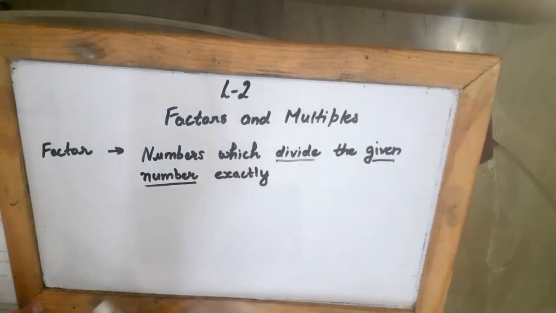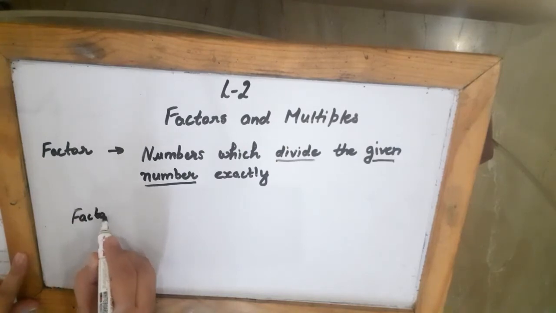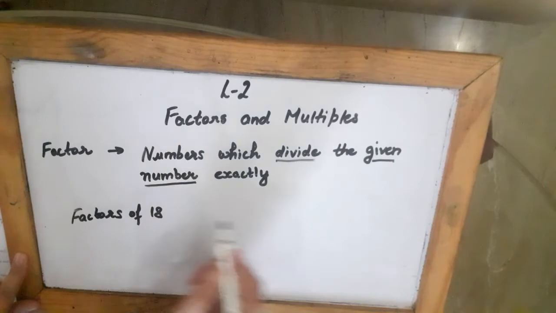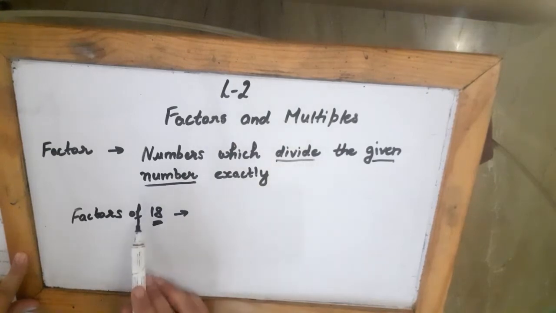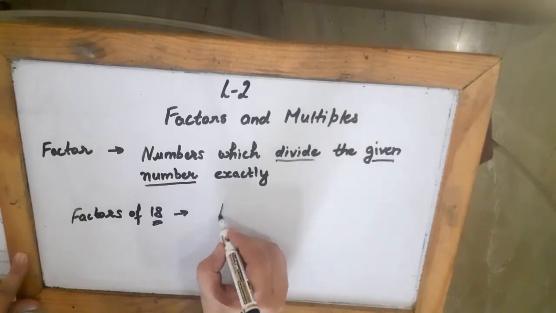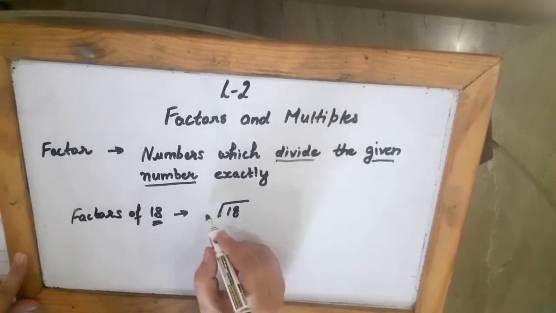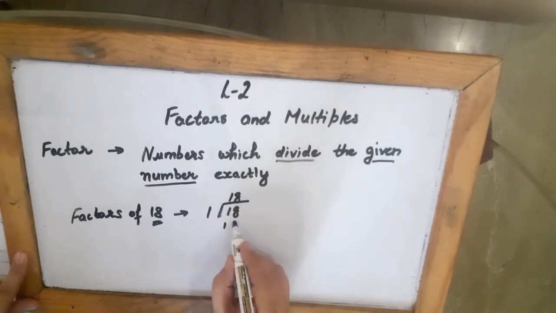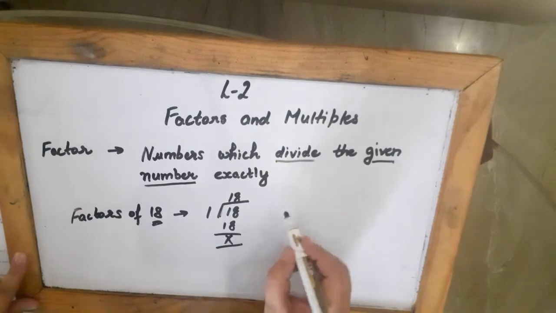Now let me explain this by taking an example. Suppose I want the factors of 18. So what is the given number here? The given number is 18. So all the numbers which divide this 18 exactly, they are the factors of 18. Now look at this. If I divide 18 with 1, I'll start with 1. So 1 18s are 18. So 1 divides 18 exactly. Exactly means without any remainder. So 1 18s are 18, or 18 ones are 18. So both 1 and 18 divide 18 exactly.